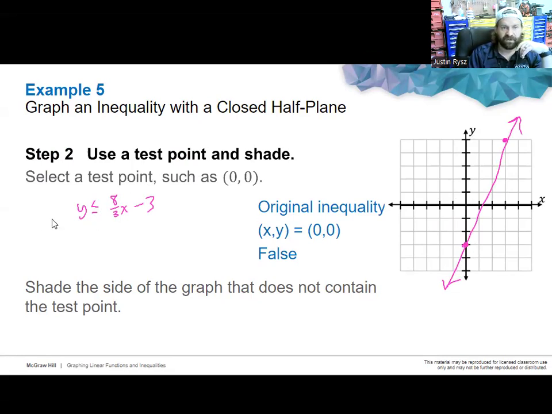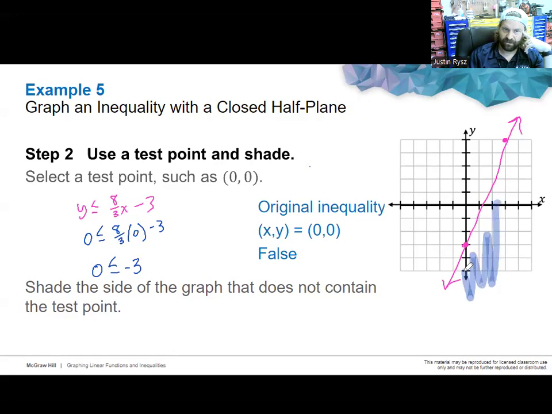All right, next thing we want to do is pick a point. Remember, you could technically pick any point as long as it's not on the line. If 0, 0 is available, pick it. Okay, all right, 0, 0. We're going to plug 0 in for y and 0 in for x, and we're going to solve this here. 0 is less than or equal to negative 3. That is not true. So since 0 is not less than or equal to negative 3, we are not going to shade the side that 0, 0 is on. We're going to shade the opposite side. There we go. Okay, hopefully that wasn't too bad.